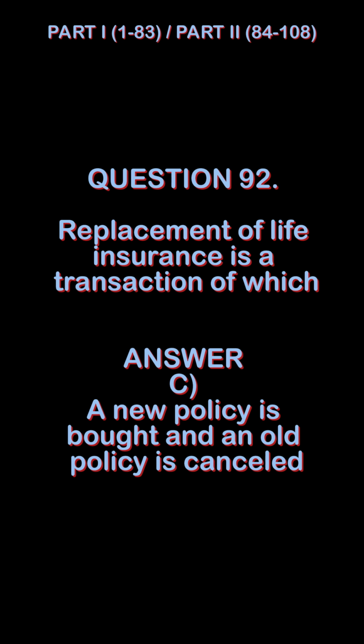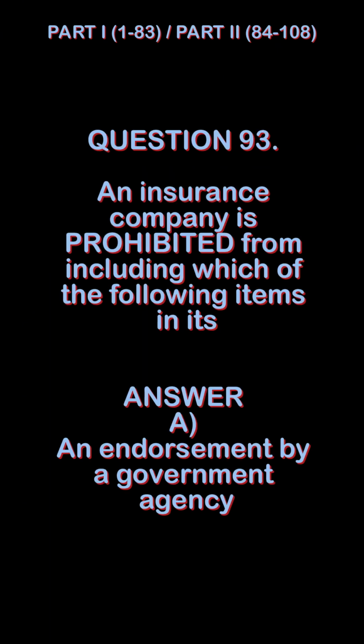Question 92. Replacement of life insurance is a transaction of which? Answer C. A new policy is bought and an old policy is cancelled. Question 93. An insurance company is prohibited from including which of the following items in its? Answer A, an endorsement by a government agency.